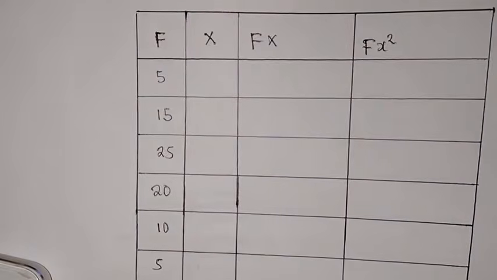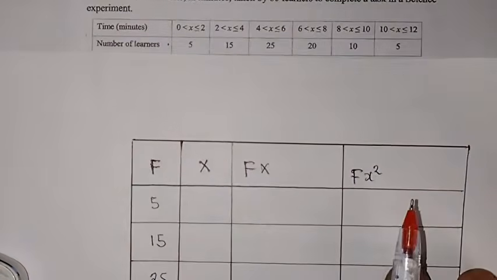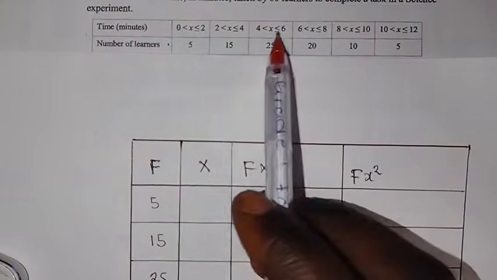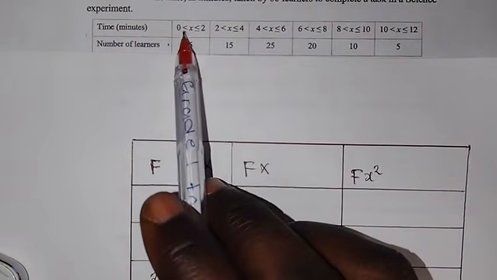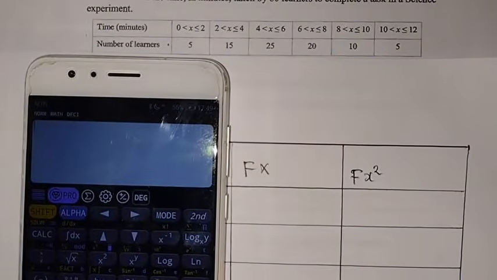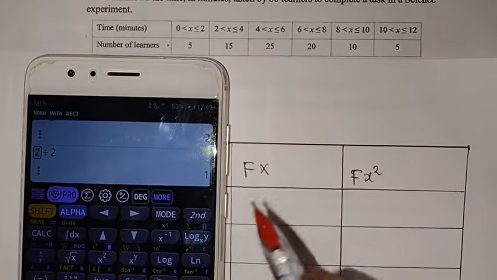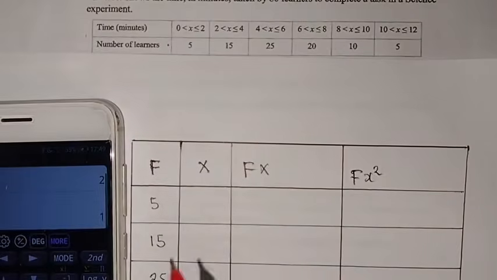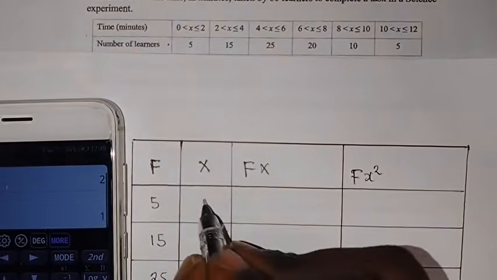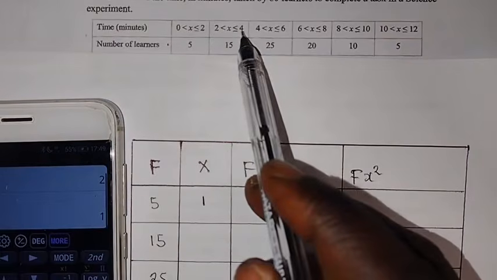Now we need to come up with the midpoint right here. So the midpoint, where do we get them? Remember I said we have these class intervals. So when you add 0 plus 2, you get a 2. Then the answer you divide by 2. So the midpoint there is a 1. So here we are going to write a 1. Same way, you add 2 plus 4, you get a 6.